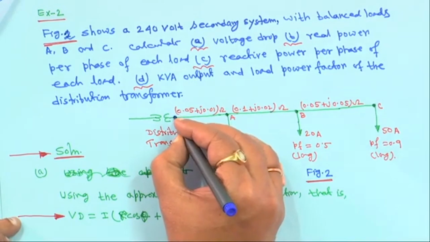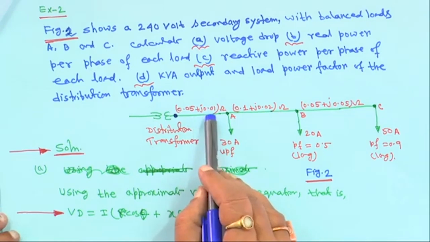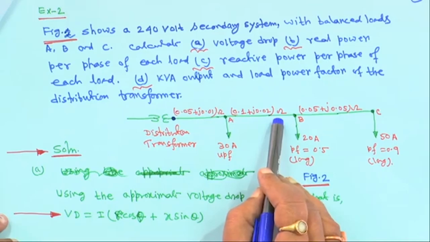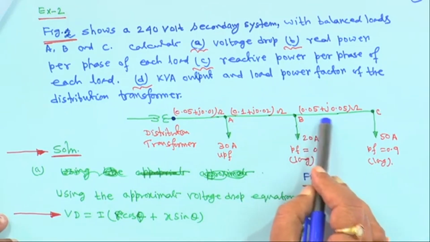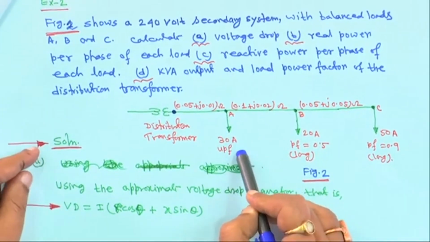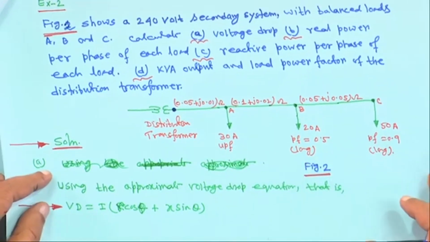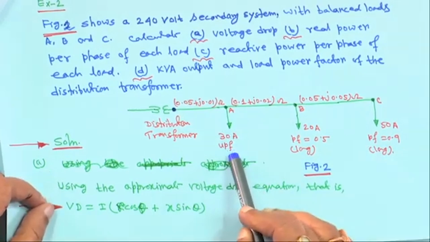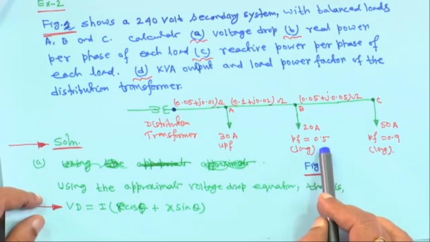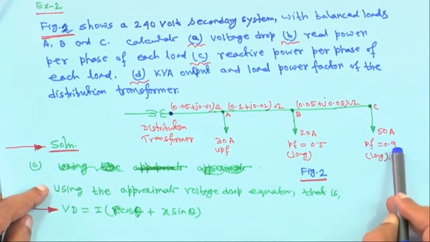So, this is also marking one node by a point only, by a dot. This is 0.05 plus j0.01 ohm, this is 0.1 plus j0.02 ohm, and this one 0.05 plus j0.05 ohm. In this case everything is given, so there is no question of iteration or anything, because the data results are given. Here it is drawing 30 ampere at unity power factor. Here it is drawing 20 ampere, but the power factor is 0.5 lagging, and here 50 ampere, power factor 0.9 lagging.